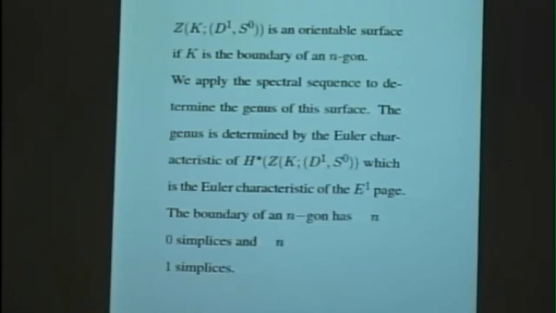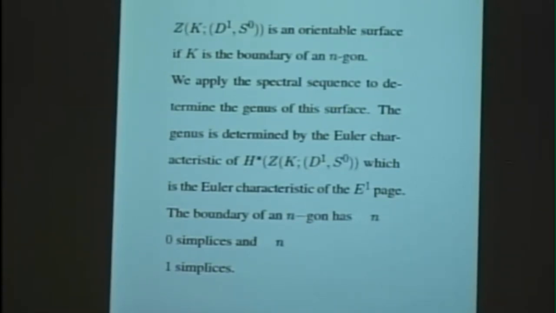So Fred mentioned the result of Coxeter about what happens if I take D1, S0 and put for K a polygon, an n-gon. And he mentioned that you get a surface. You always get a manifold. It's an orientable manifold. It's a surface. And the question, what is the genus of this surface? What I'd like to illustrate, and there are many easy proofs of it, is how the spectral sequence gives an easy answer to this problem. This is my attempt to give an illustration of how the spectral sequence works.